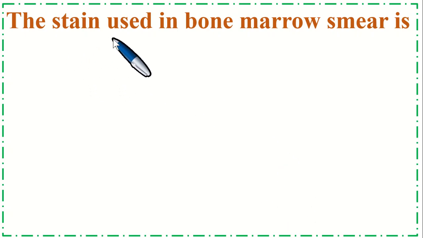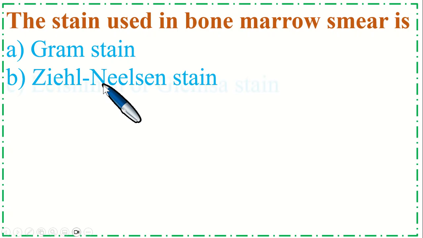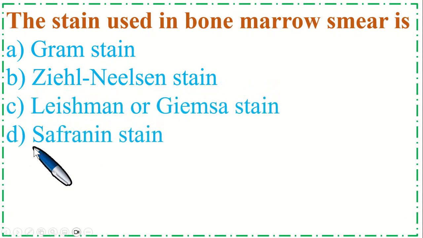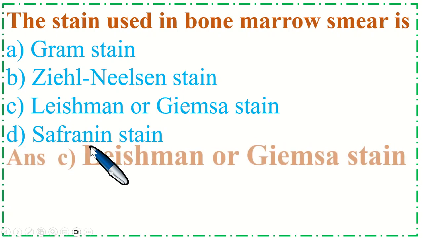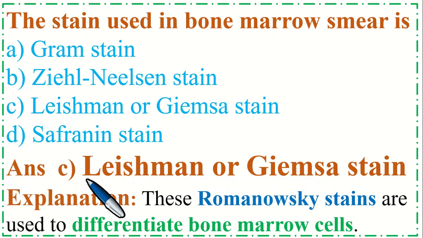The stain used in bone marrow smear is option A gram stain, B ZN stain, C Leishman or Giemsa stain, and option D safranin stain. So the correct option is C, Leishman or Giemsa stain. Explanation: these Romanovsky stains are used to differentiate bone marrow cells.